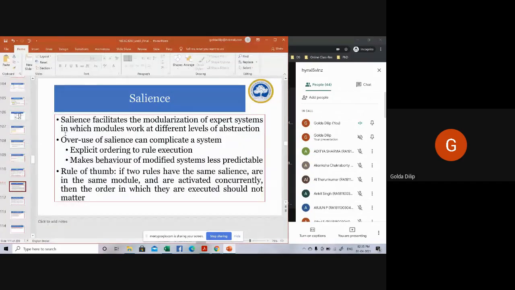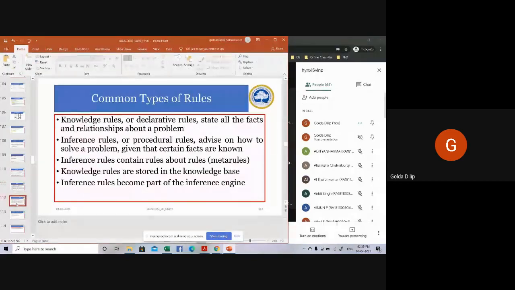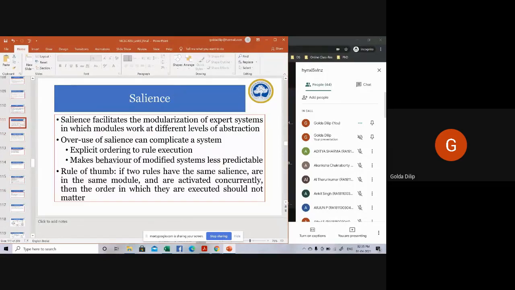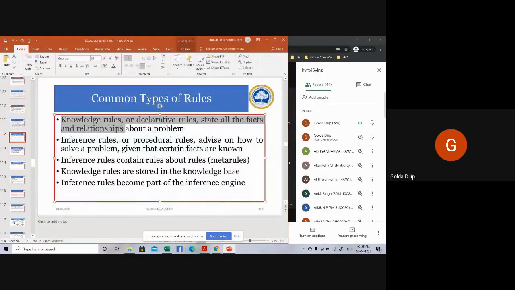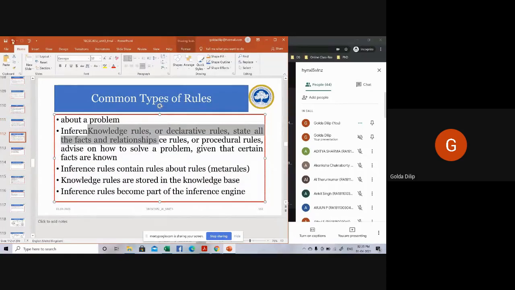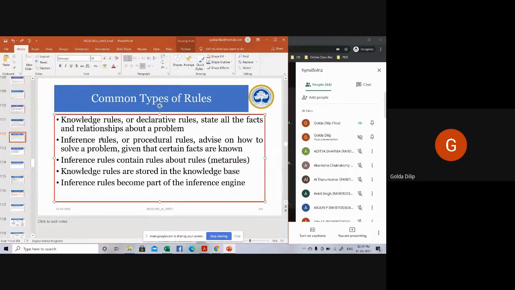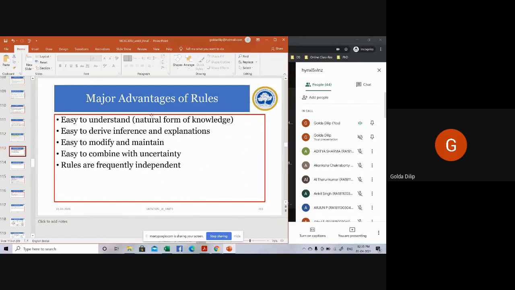Then we have the common types of rules. This is the theory part, you can just read through it. Knowledge rules, declarative rules, inference rules: these are the different types of rules. I'm not going to discuss it. Then the major advantages of rules: easy to understand, easy to derive inference and explanations, easy to modify and maintain, easy to combine with uncertainty. The rules are frequently independent.